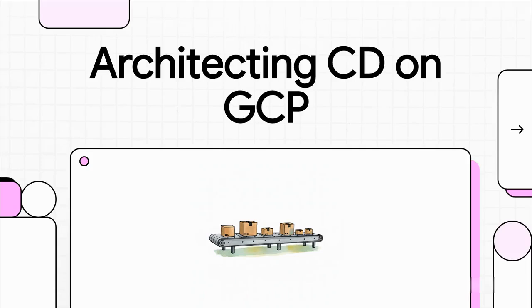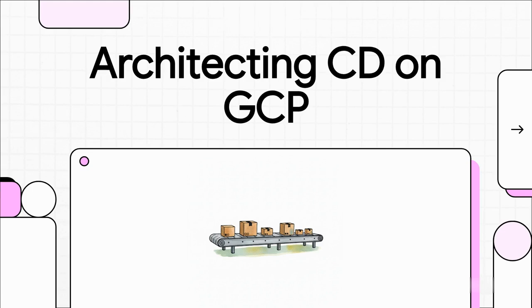In software, the dream is to ship new features pretty much instantly. But the reality, well, it's often a slow, kind of risky process. Today, we're going to architect a modern software delivery pipeline on Google Cloud. We're going to create a blueprint to make that dream a reality.